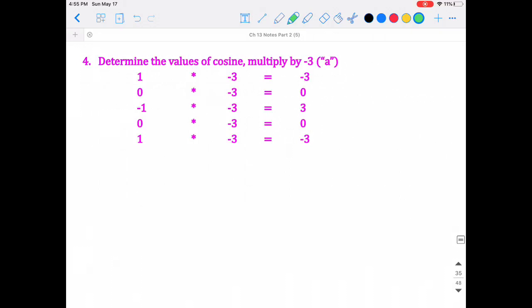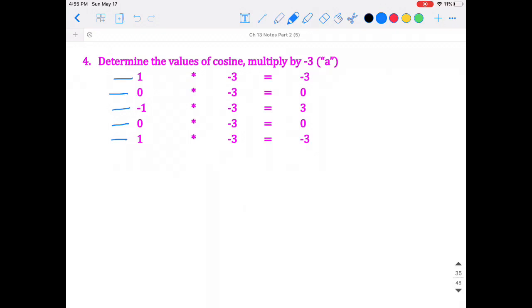Step 4, we have to determine the values of cosine by multiplying by negative 3, which is our a value. Now we're talking about a cosine function, so our pattern is max, 0, min, 0, max. Remember, you have to switch up that pattern if it's a cosine or a sine function. So we're multiplying everything by negative 3. 1 times negative 3 is negative 3. 0, 3, 0, and negative 3. So those are our y values.